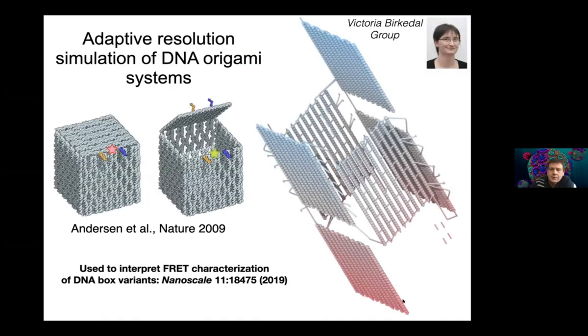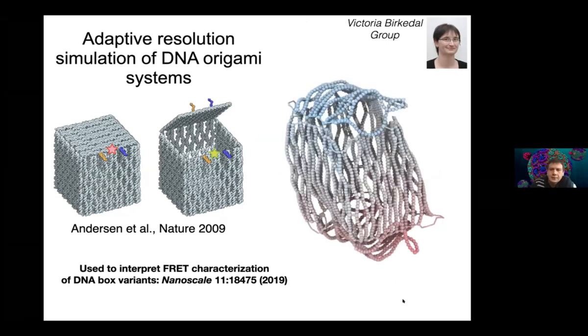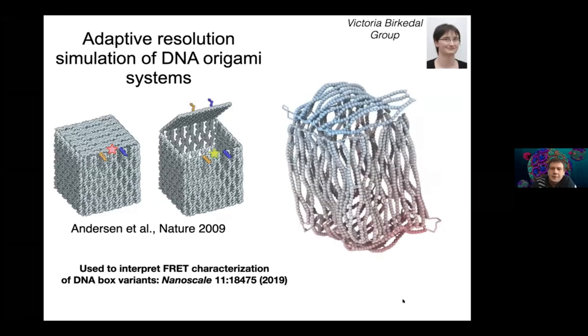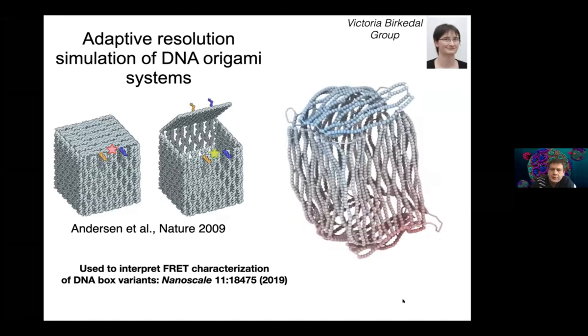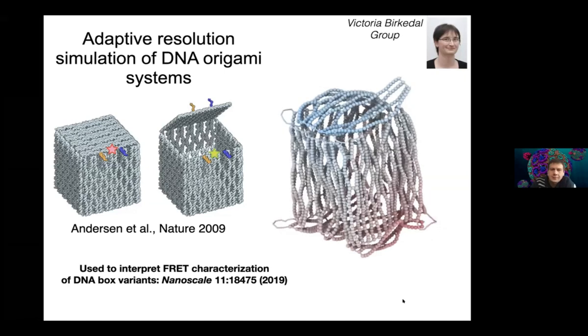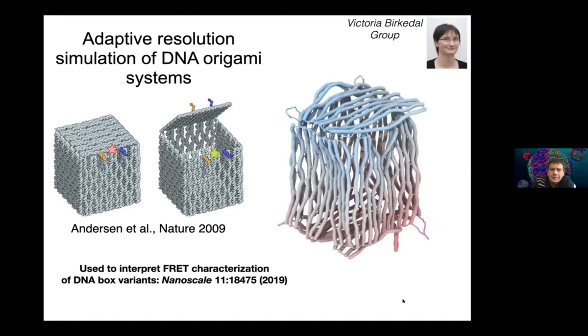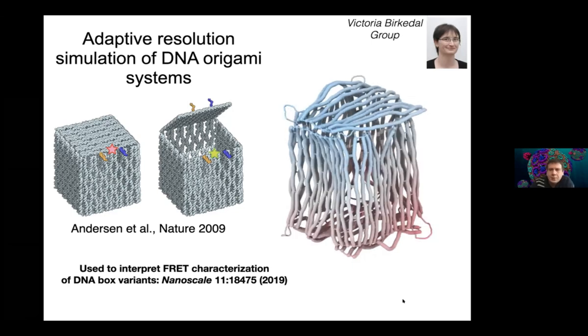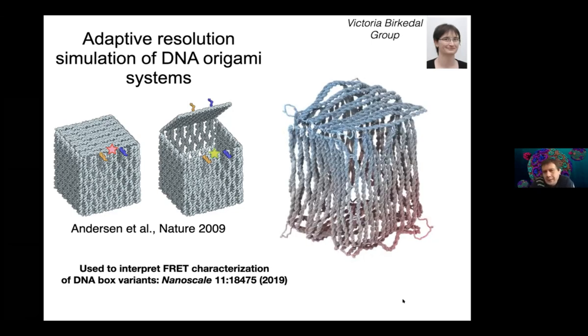The program comes with a flexible interface so that you can assemble structures that are difficult to assemble otherwise. For example, this DNA box. And again, in the illustration, we start with a coarse model, and then we refine it to a finer-detail coarse-grained model, and then we can do the all-atom structure.